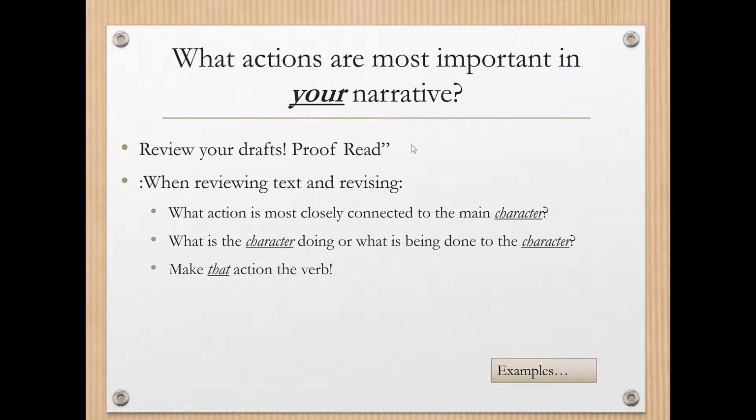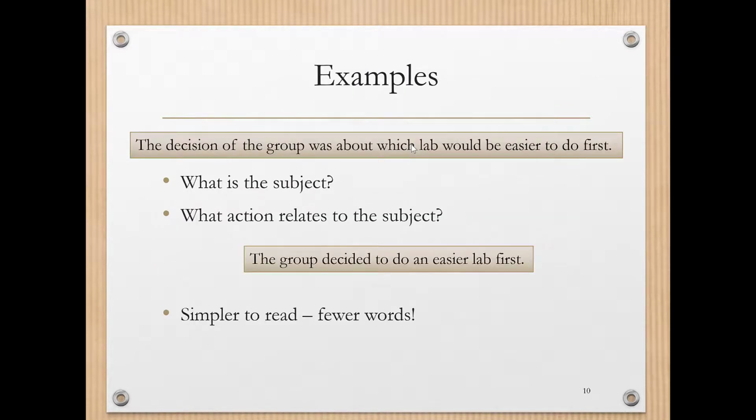So let's look at some examples. We have a sentence in the top panel that says the decision of the group was about which lab would be easier to do first. So let's think about what the subject is. And the easiest subject to think about here is the group.